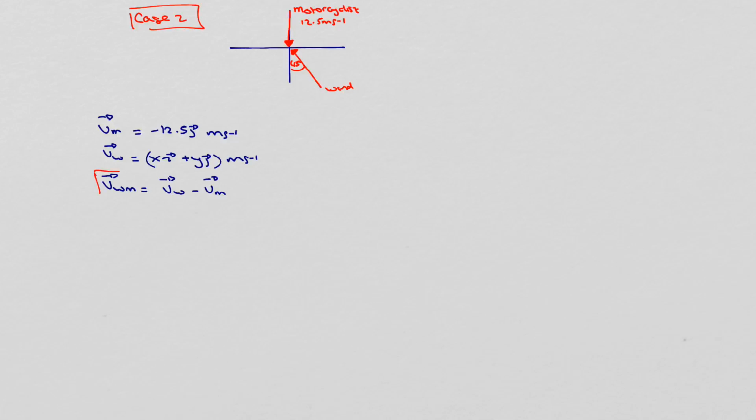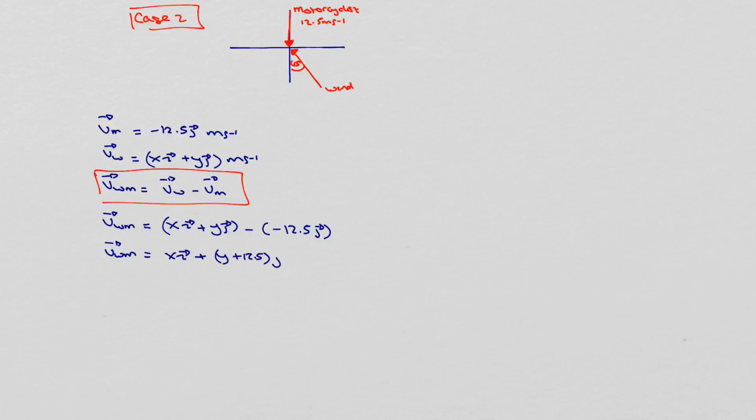And then if we sub into that, well, what does that give us? Well, that gives us xi plus yj minus the velocity of the motorcyclist, so it's minus 12.5j. And again, if I group my i's and my j's there, well, that gives me xi plus (y plus 12.5)j. So again, we know this time that the wind appears to blow from the southeast.